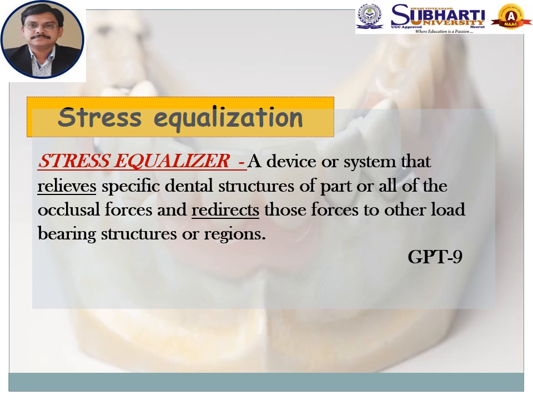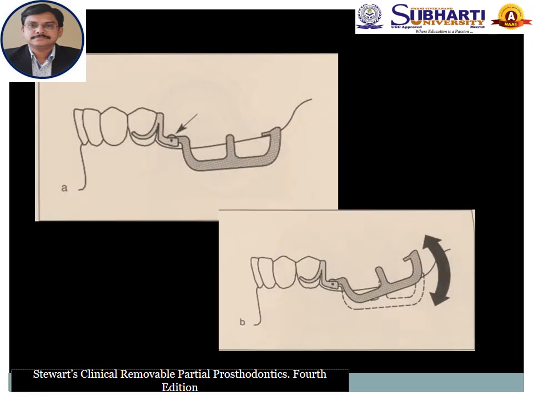So we'll understand this by a few photographs. Now here in the topmost photograph, we can see that there is a hinge type of joint present in the RPD itself. The hinge joint is present between the part of the RPD which is resting onto the tooth and the part of the RPD which is resting onto the edentulous area.